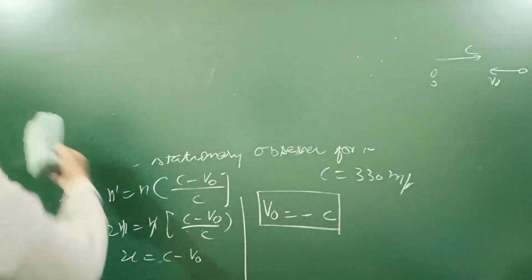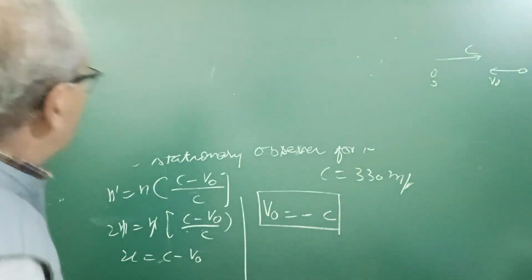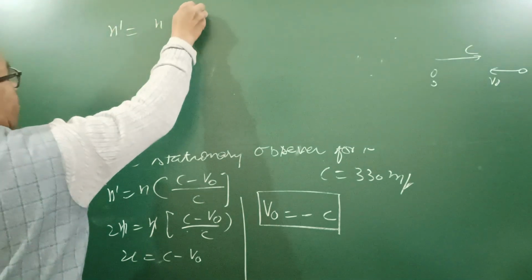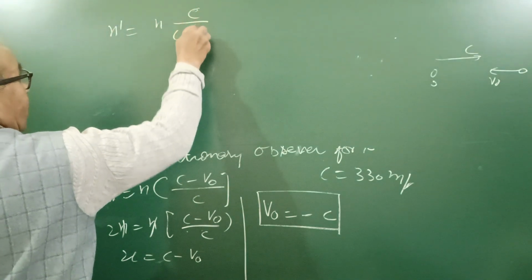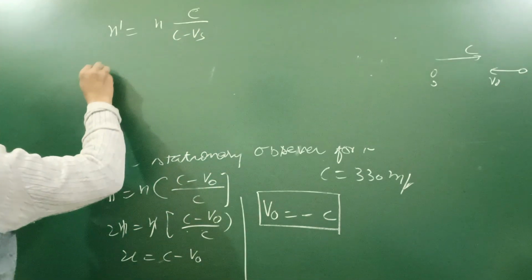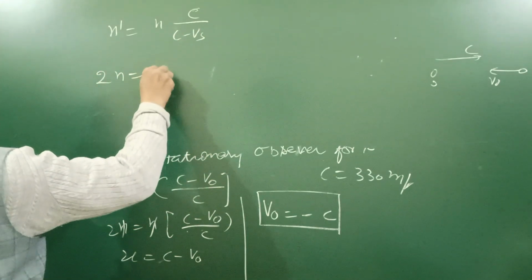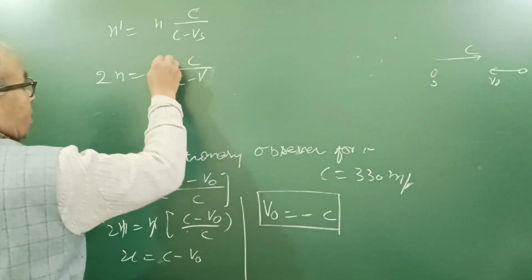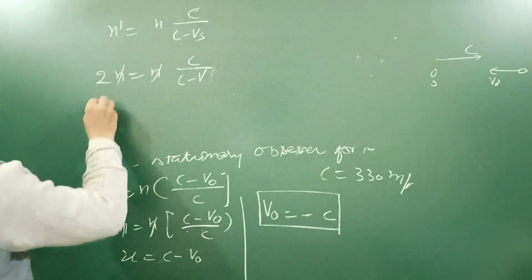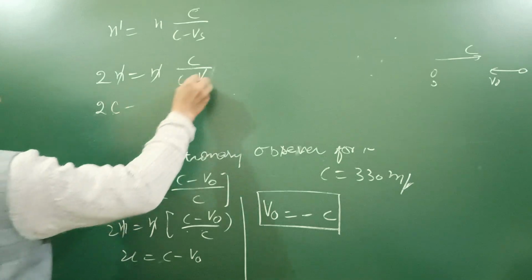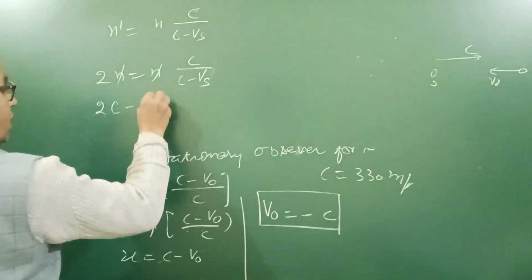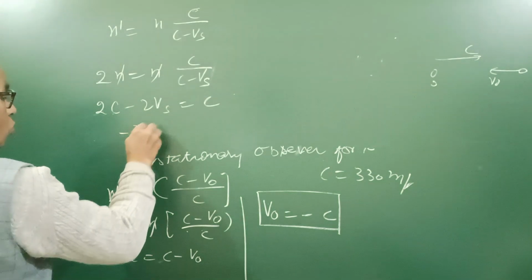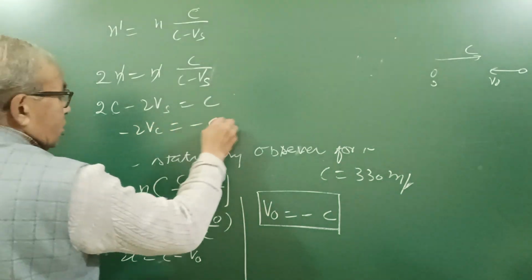It means the observer has to move with the speed of sound towards the stationary source. Now if the source moves along, then n dash equals n c upon c minus vs. So again 2n is equal to n c upon c minus vs. N dash cancels. 2c minus 2vs equals c.